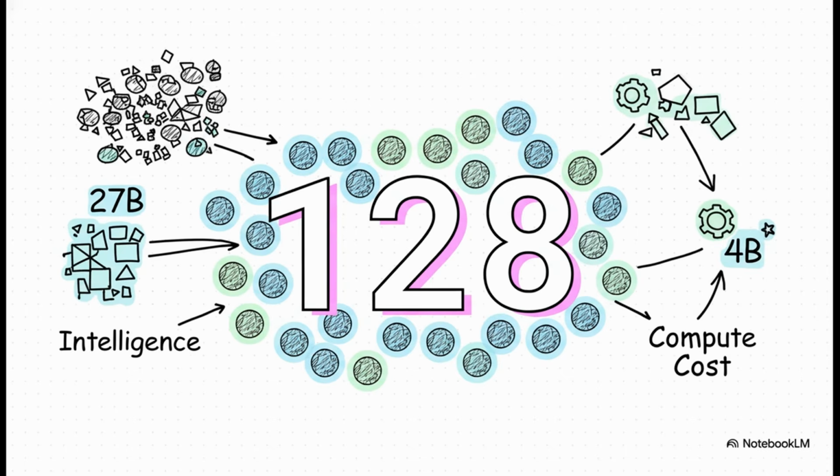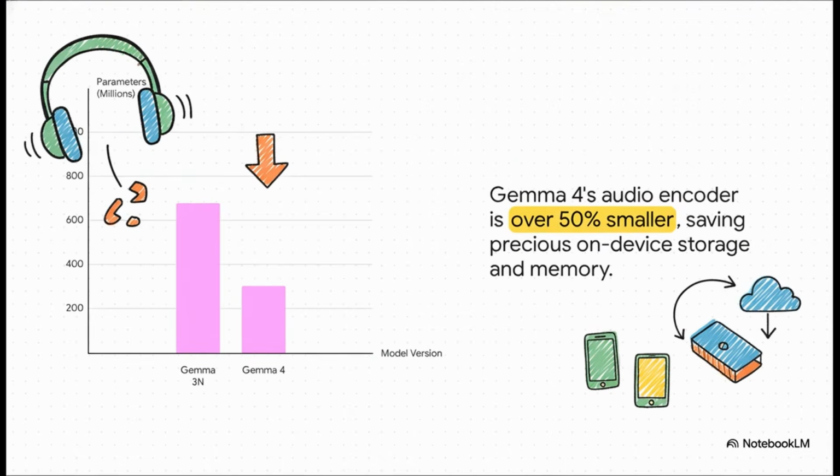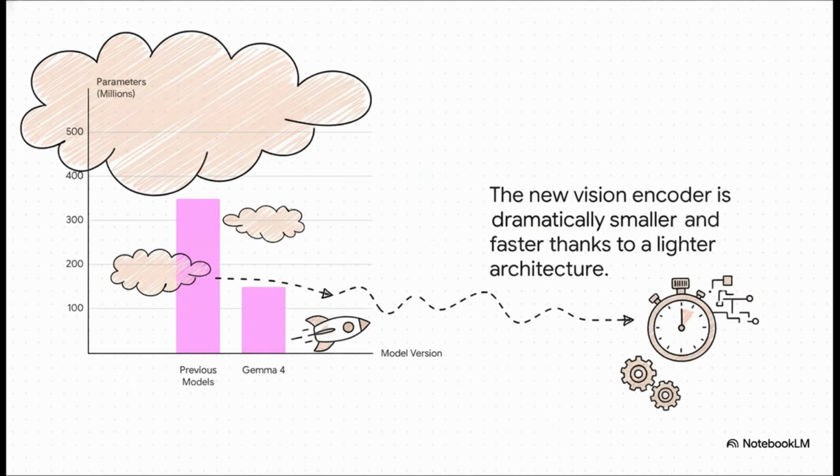It's just incredibly efficient. And you can see this focus on efficiency everywhere. Take a look at the audio encoder on the Edge models. It's more than 50% smaller than the previous version. That's a huge deal for on-device applications where every megabyte of storage and memory counts. And it's the same story with the vision encoder. By switching to a new, smarter architecture, Google slashed its size from around 350 million parameters all the way down to just 150 million. The result is a model that's smaller and faster.